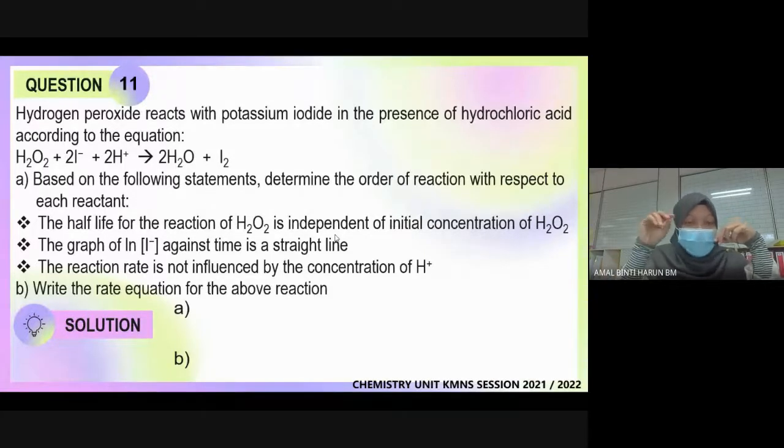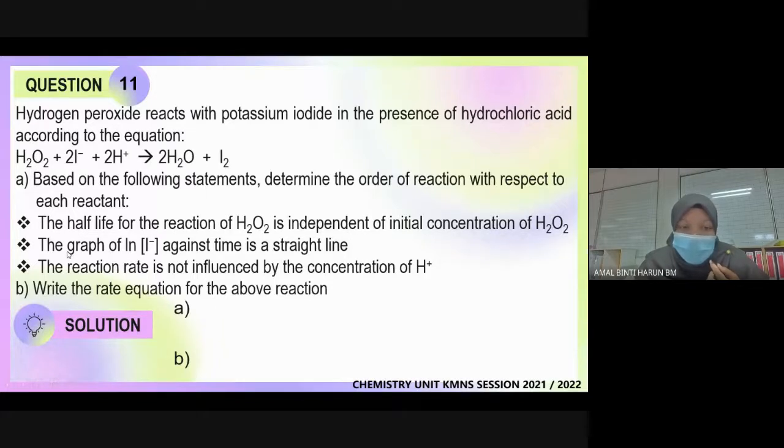So, order mana yang half-life dia tak ada kena mengena dengan concentration? Tengok rule table, tengok formula half-life. Formula half-life order mana yang tak ada concentration di dalam formula dia? So, it is first order, right? Kalau first order, sebab formula dia ln 2 per K, tak ada kena mengena langsung dengan concentration. That means, if the concentration semakin berkurang pun, half-life dia akan constant sama. So, hydrogen peroxide is first order.